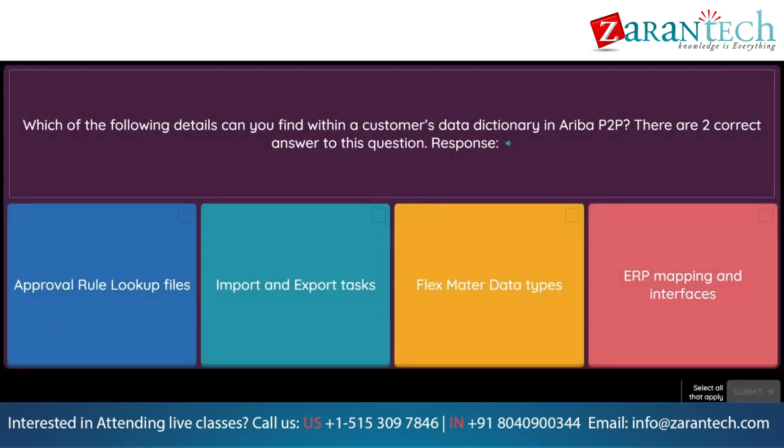Question: Which of the following details can you find within a customer's data dictionary in Ariba P2P? There are two correct answers to this question. Response. Option 1 approval rule lookup files. Option 2 import and export tasks. Option 3 flex modder data types. Option 4 ERP mapping and interfaces.